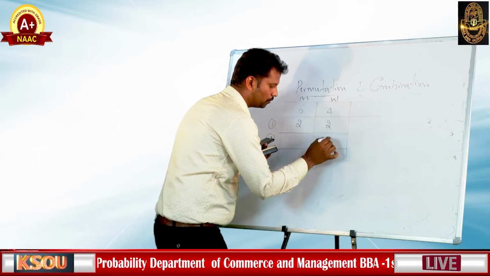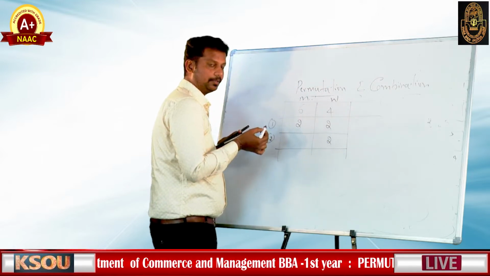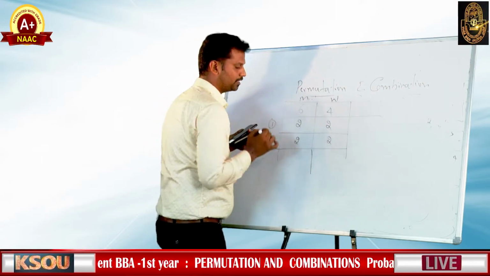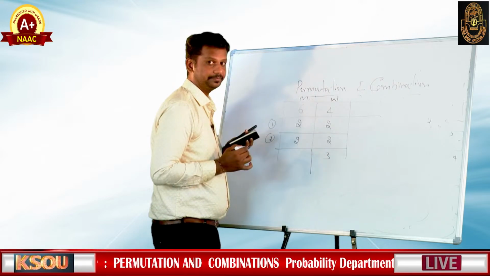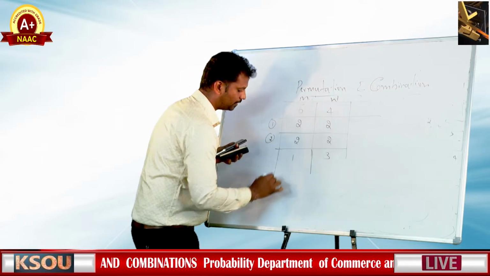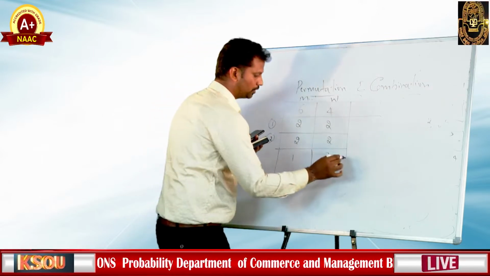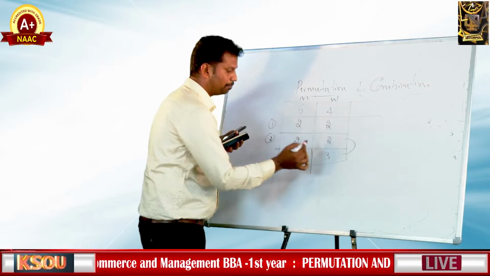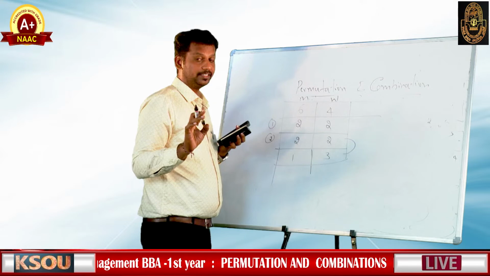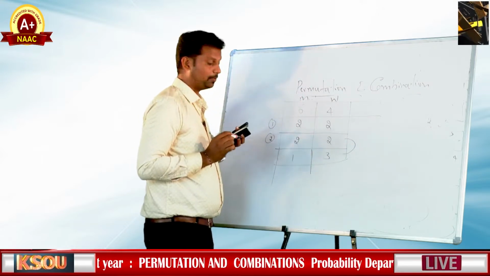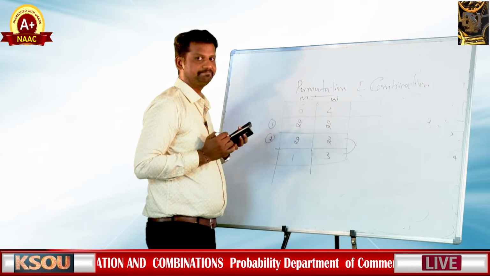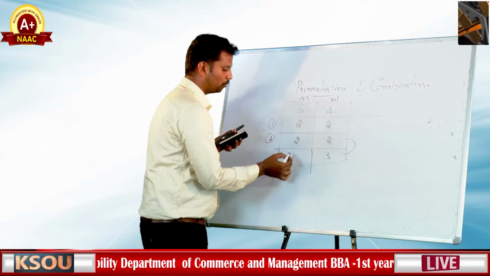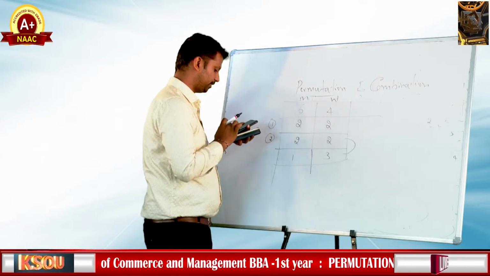At least 2 means first 2 women, then the remaining 2 will be men. The total women is 4. The other possibility is 3 women, and the remaining 1 selected as a man. In case you take 4 women, there is no man in the committee. That is the answer for the second one.